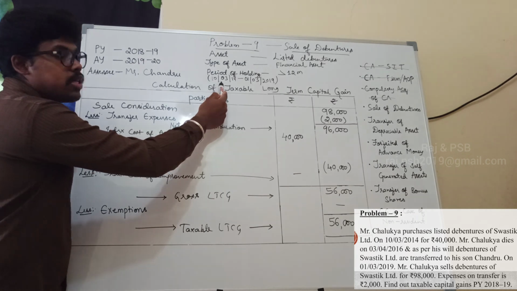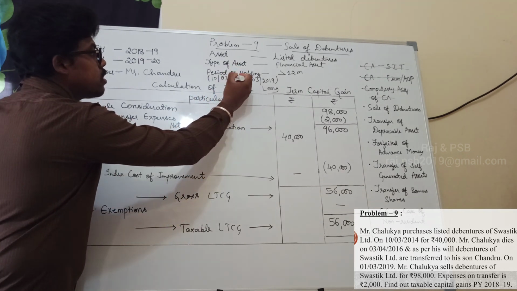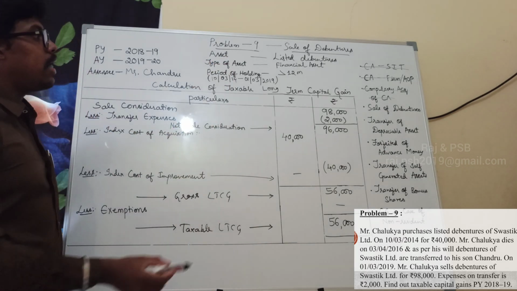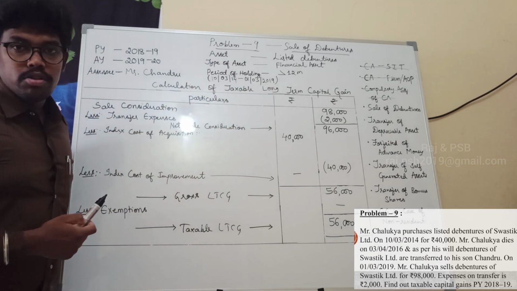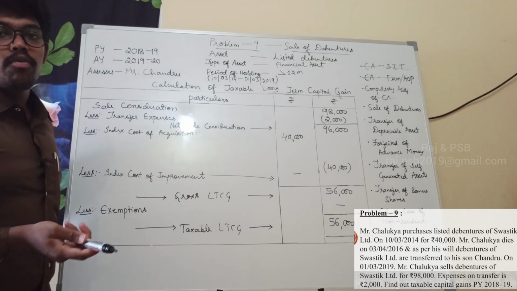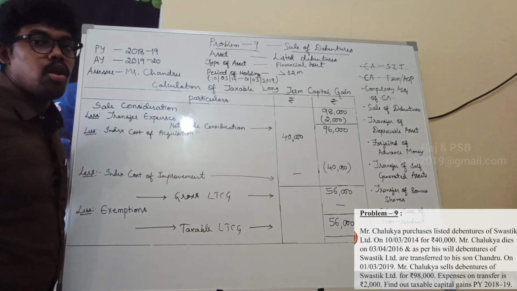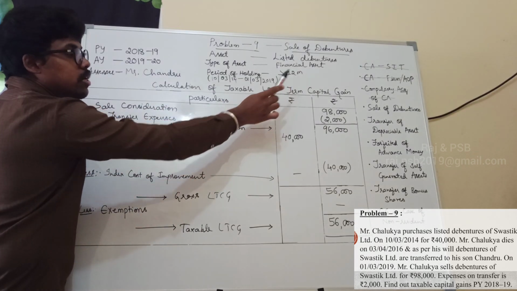When was it originally acquired? 10/3/2014. And it was sold by Chandru on 1/3/2019. So from this date to this date it is more than 12 months, so it is treated as long-term capital gains. So calculation of taxable long-term capital gain.